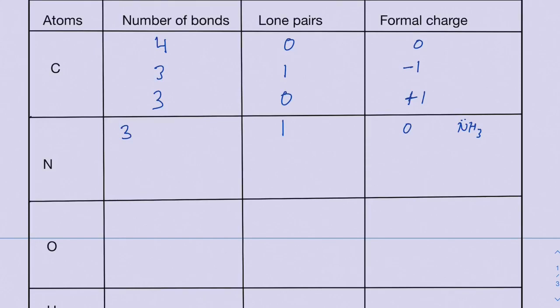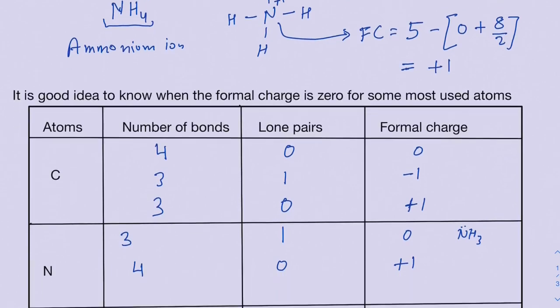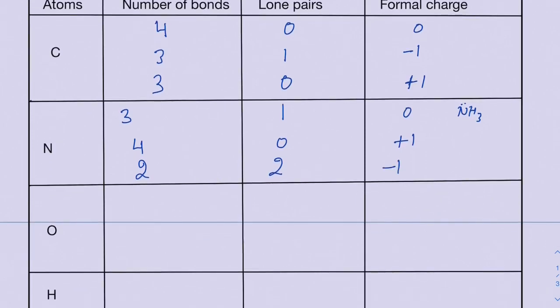If nitrogen has 4 bonds with 0 lone pairs, then it's going to have a +1 formal charge. And we actually did that example right there. Nitrogen had 4 bonds in ammonium, and it came out to have a formal charge of +1. So that's also very common. If nitrogen has 2 bonds, and there are actually 2 lone pairs in that case, then the formal charge is going to be -1. A good example is NH2- with 2 lone pairs on the nitrogen in that case.